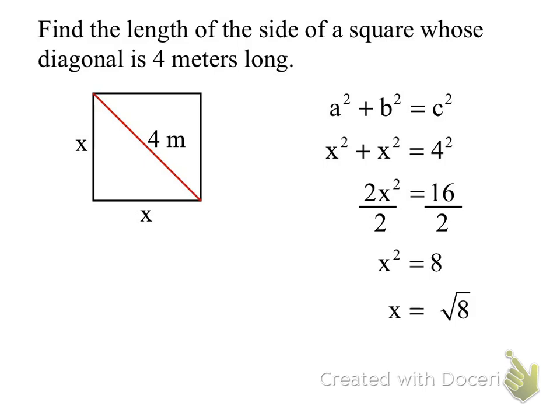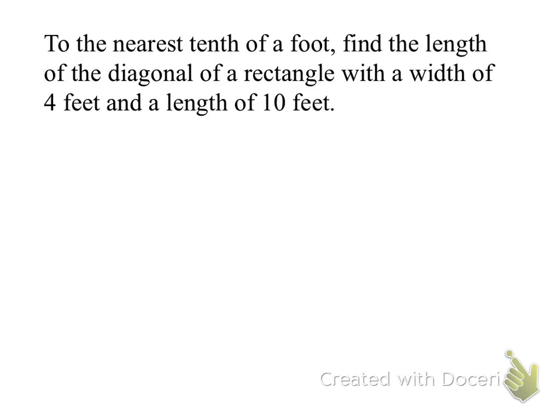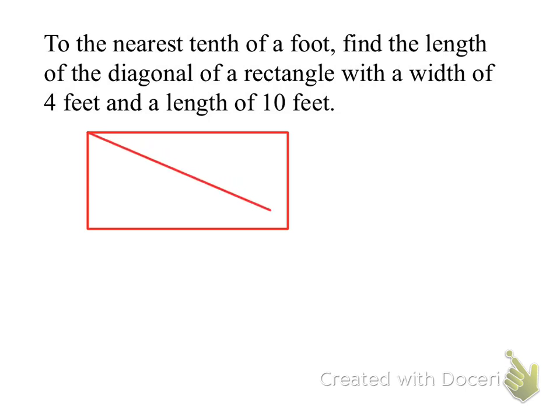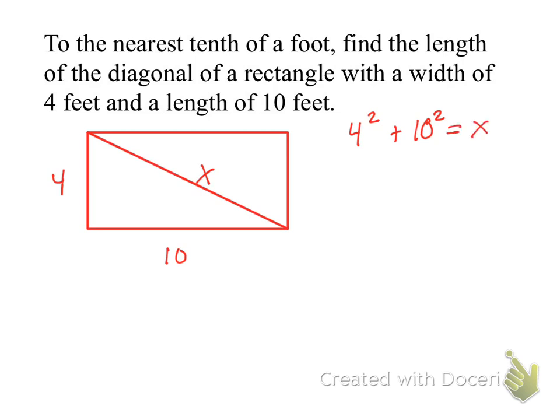Just kind of showing you different kinds of scenarios that they could set you up with. To the nearest tenth of a foot, find the length of the diagonal of a rectangle with a width of 4 and a length of 10. Tell me what to draw. I'm drawing a rectangle and a diagonal. You'll label the width 4 and the length 10 and the diagonal line. There we go. And so we're doing 4 squared plus 10 squared equals x squared.